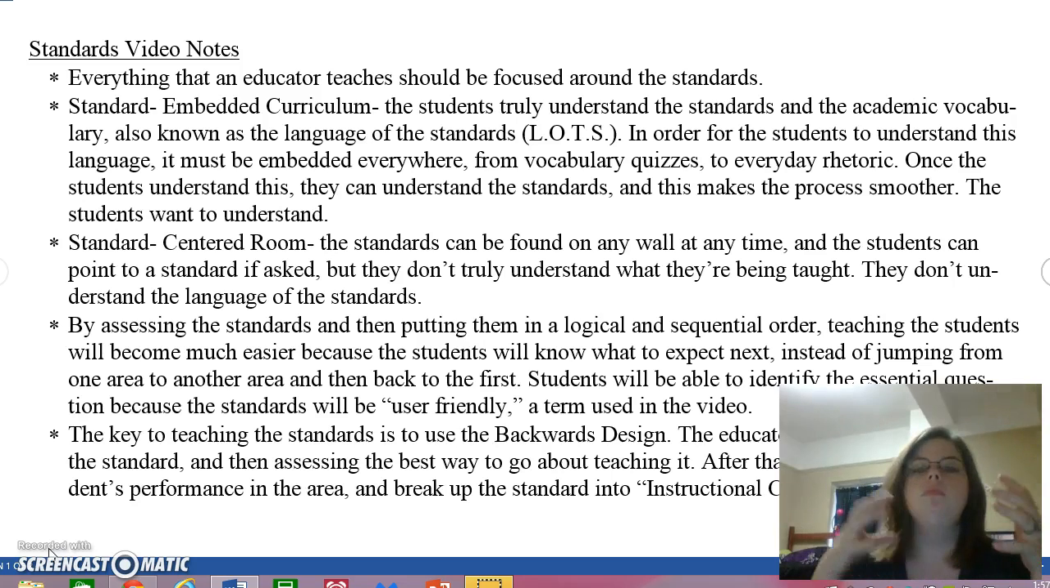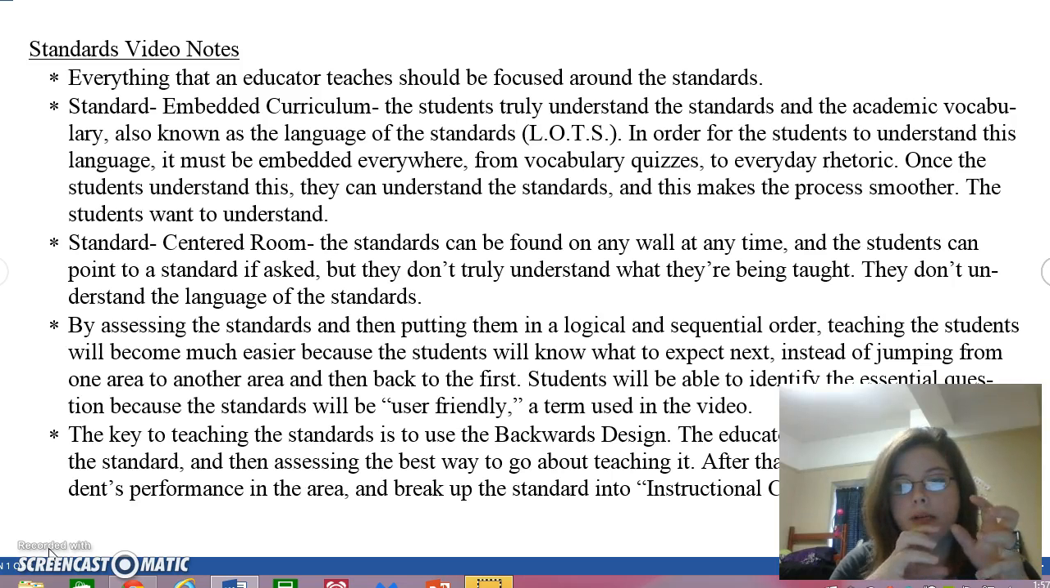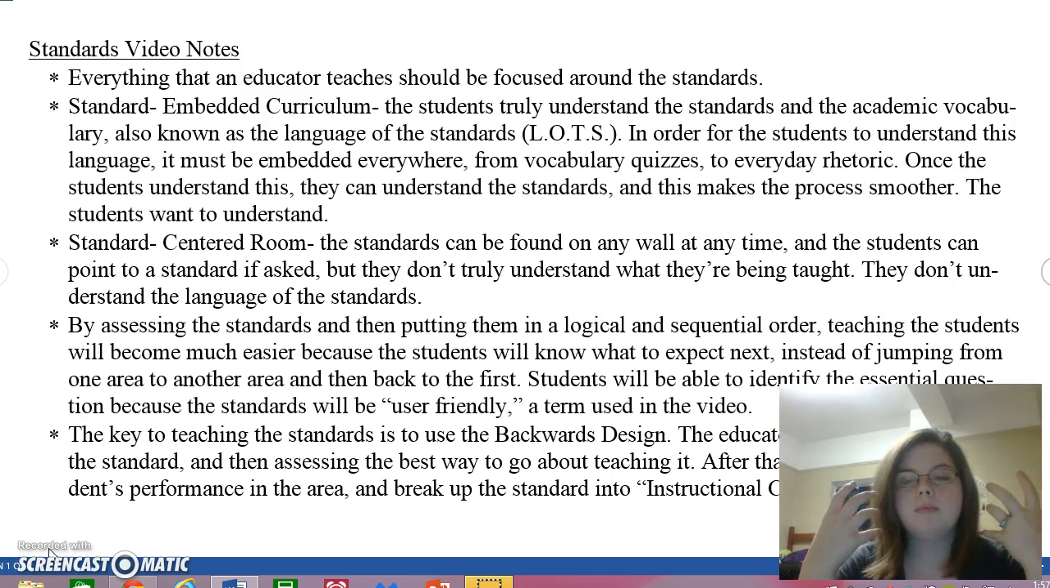But first off, the standards is something that every educator teaches. Everything that an educator teaches should be focused around the standard. It is the focal point. That's what we're meant to teach. There are two different ways that everyone might be taught: standard embedded curriculum, and the other one is standard centered room. Standard embedded and standard centered are very different.